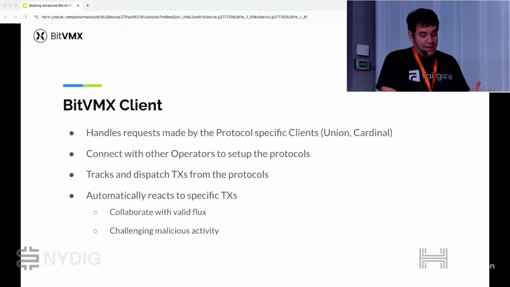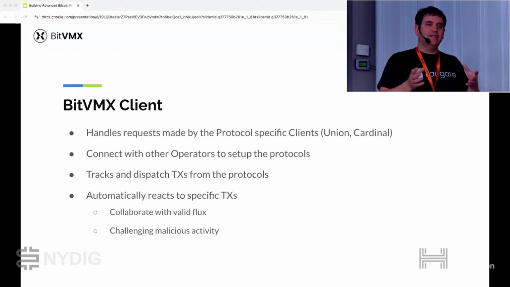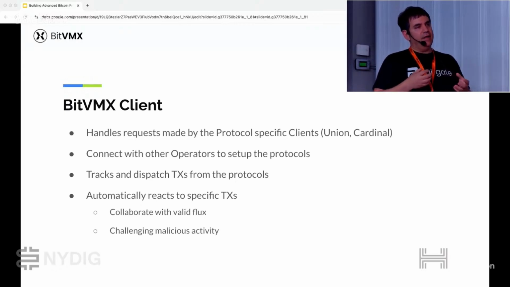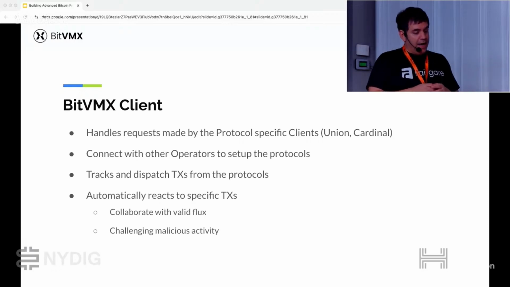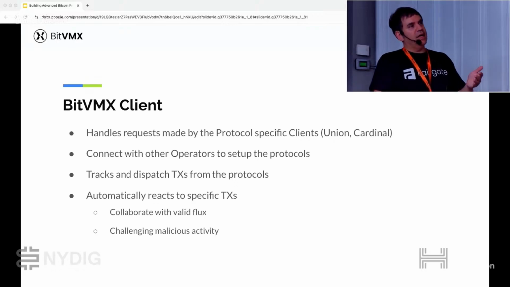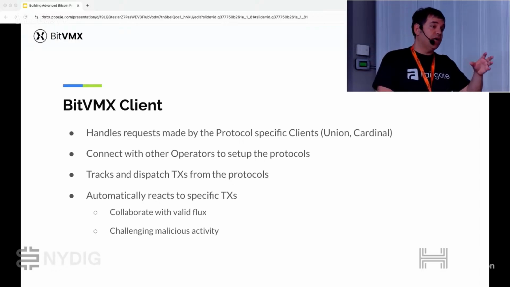Okay, and the last component is the BitVMX client itself. It handles the requests made by the operators and the protocols built on top. It has an API to connect with the other applications. It helps with the setup of these protocols, or orchestrates the rest of the modules to communicate, to be able to exchange the keys and the signatures, and pre-generate the graph needed for this kind of dispute. And then of course it is able to track the transactions and help automatically resolve the dispute channel part of the transactions.